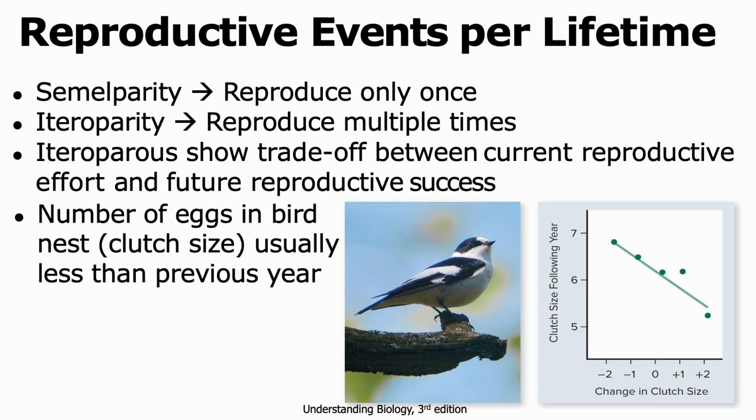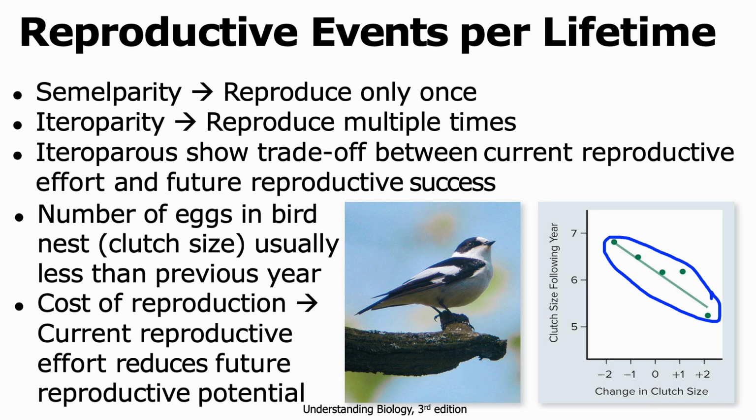Let us take the example of birds. The number of eggs that are present in a bird's nest, which represents the clutch size, is usually less than the previous year. Thus, the number of offspring in later reproductive events is less than in previous reproductive events. This phenomenon is called the cost of reproduction. The cost of reproduction is indicative of how energy-intensive reproduction is for members of a population.